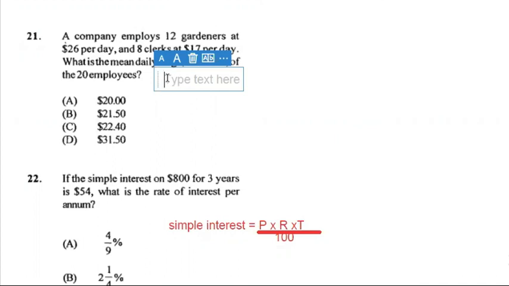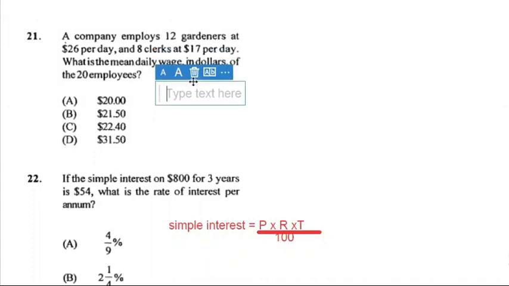So 21 states a company employs 12 gardeners at $26 and 8 clerks at $17. What is the mean daily wage in dollars of the 20 employees? So if you remember, the formula for mean or average is equal to the sum of the terms divided by the number of terms.